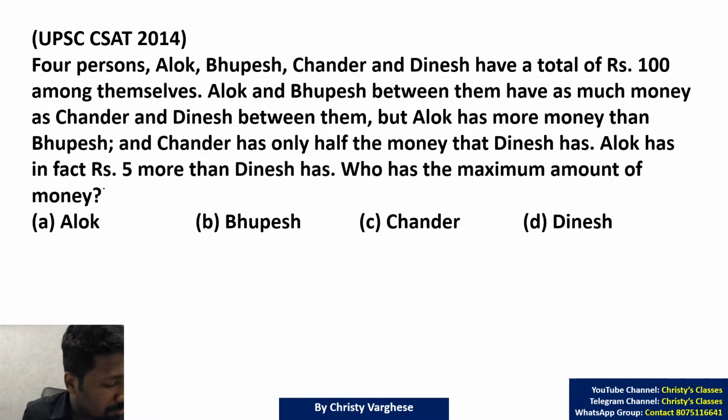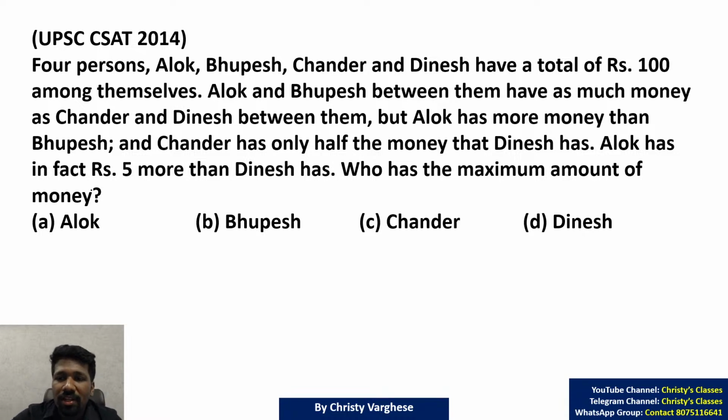Okay, due to lack of time, I will start explaining. 4 persons: Alok, Bhupesh, Chandar, Dinesh. First letters are A, B, C, D, so I'll just say A, B, C, D. They have a total of 100 rupees among themselves. Again, many permutations and combinations: 100 can be divided like 25, 25, 25, 25, or many other combinations, right?